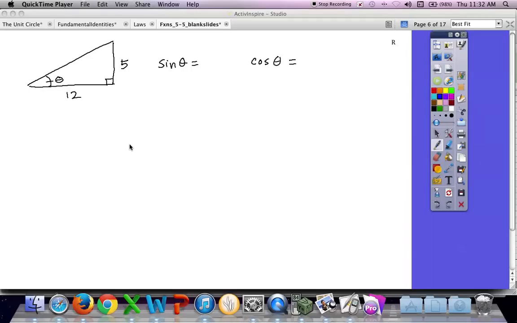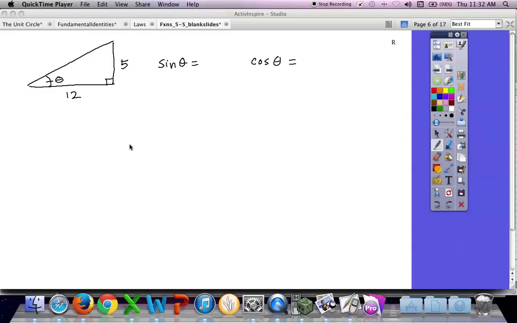Okay, these first few slides are going to be an example of how you're supposed to do number 1 through 8. You're given the right triangle with 2 sides filled in, and the first step is we want to find the sine and the cosine.